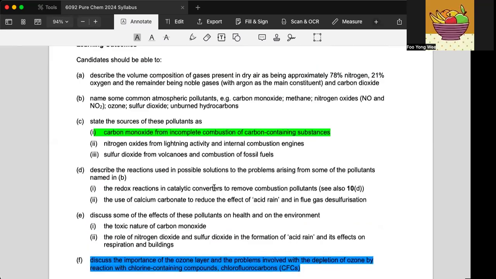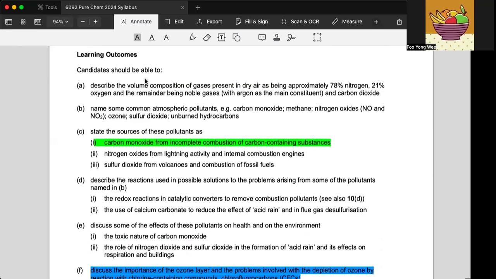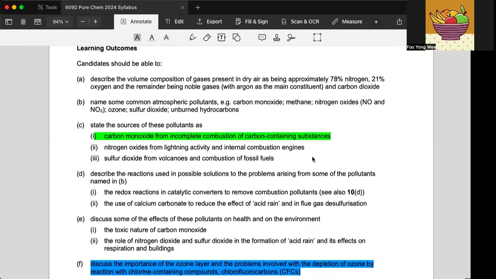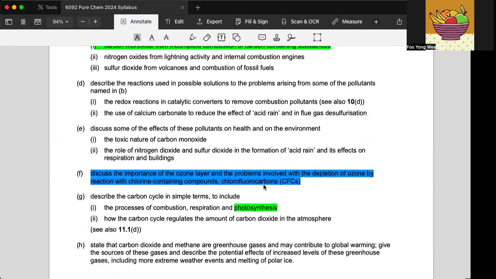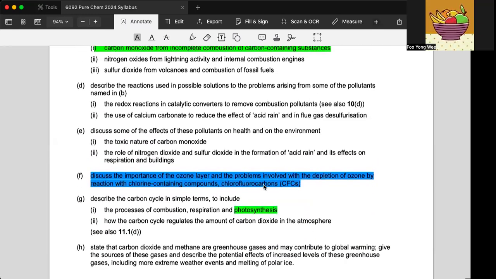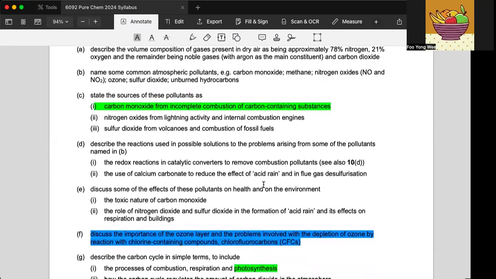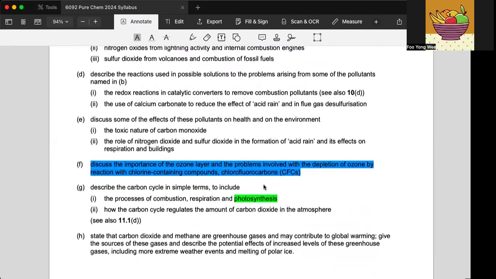I realize that many O-level candidates are quite weak in this topic because they don't bother to remember details like the sources and the effects of the pollutants. They don't want to remember, they feel that it's quite redundant. I feel that there are still some questions dedicated to recall, factual questions that you must remember.